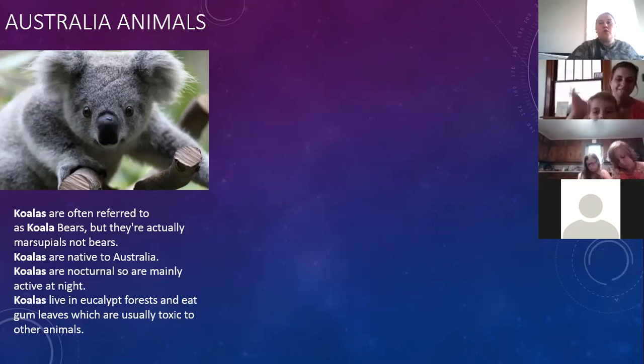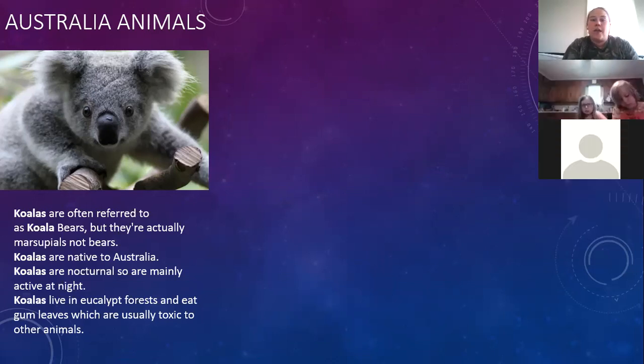So most of these marsupials actually live in the Australia and New Zealand area, okay? And koalas are native to Australia. You may see them at a zoo or not, but more times than not, they're native to Australia. Koalas are nocturnal, so they are mainly active at night. Koalas live in eucalyptus forests and eat gum leaves, which are usually toxic to other animals.